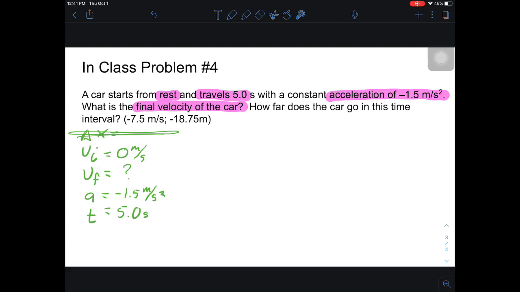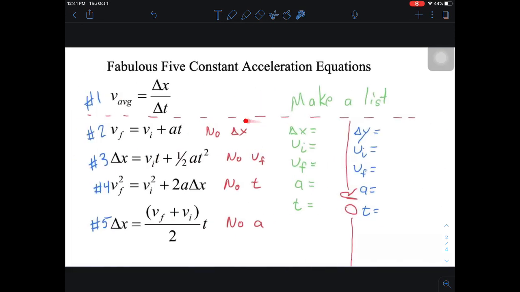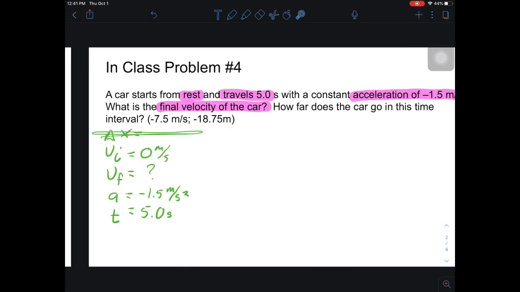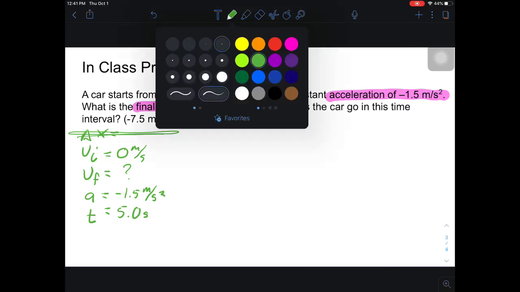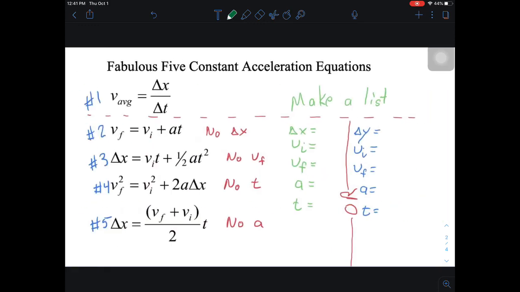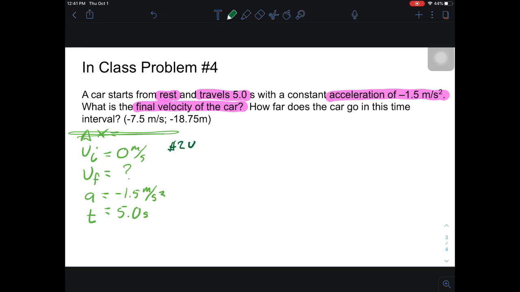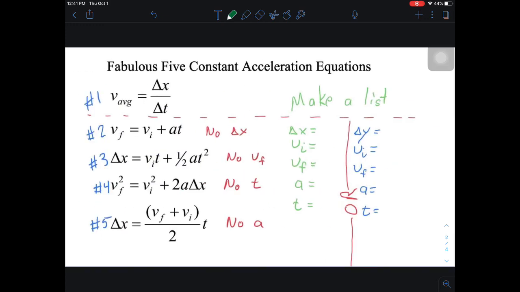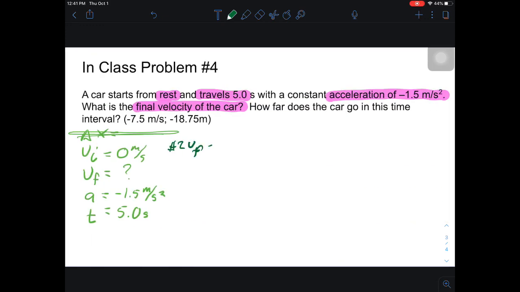Go ahead and hit pause. So hopefully when you looked at your list of equations, you said, equation number 2 does not have a delta x in it. So we're going to use equation number 2. Equation number 2 is your final velocity is equal to initial velocity plus acceleration times time: VF is equal to VI plus A times T. Go ahead and hit pause and then solve that equation.